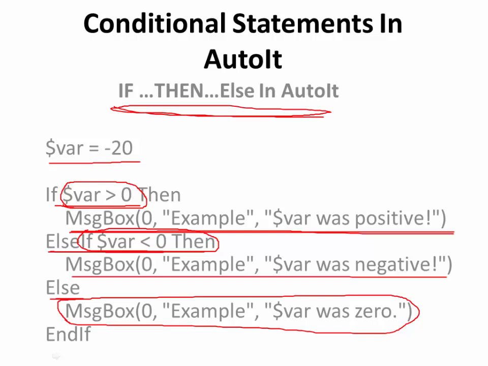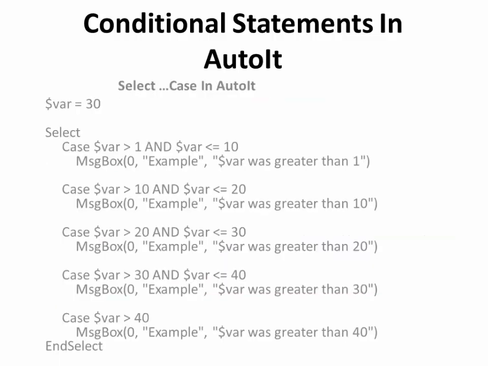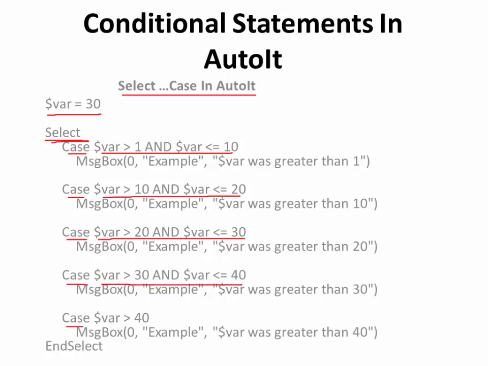So how to use a select case statement in AutoIt. Here we have a variable and its value is 30, and we use a select statement with different cases, as you can see here, and in front of each we use a conditional statement. So this variable will be used in this conditional statement.